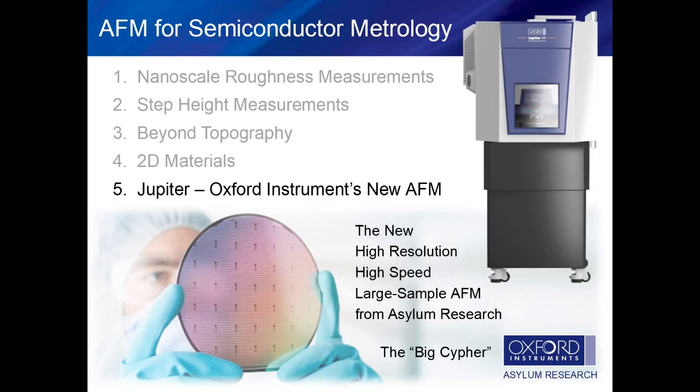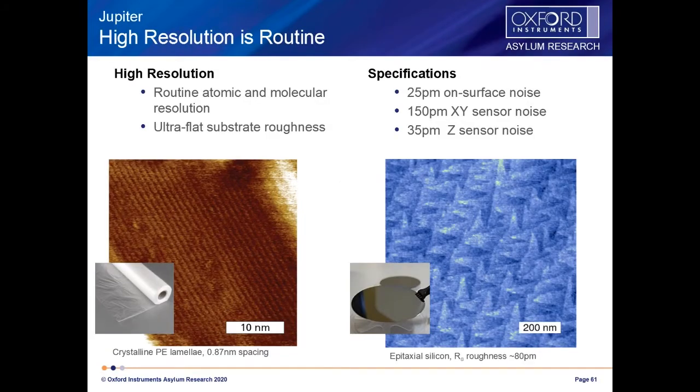So this new instrument is called Jupiter. Jupiter is the largest planet, and this is a large sample AFM. So we chose the name to describe that this is a large sample AFM. And the letters XR stand for extended range. So the JupiterXR instrument has a very large XY scan range of 100 by 100 micron. And it's also a very high resolution instrument.